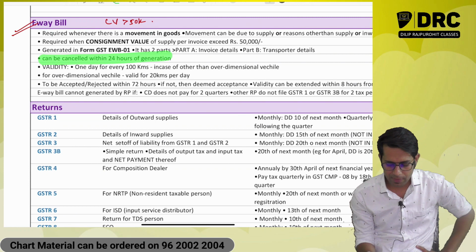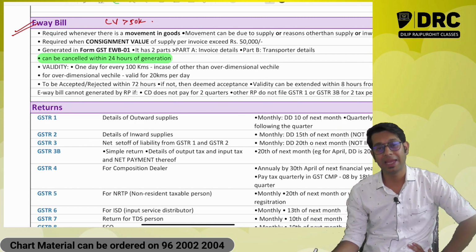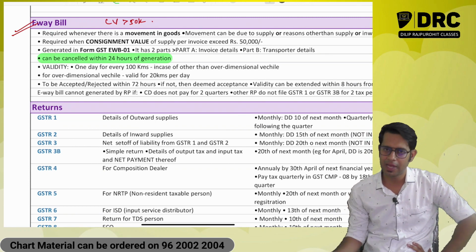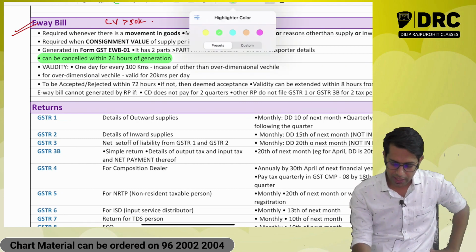Sir, can I cancel the e-way bill? Yes, the e-way bill which is generated by you can be cancelled. It cannot be modified, but it can be cancelled within 24 hours of its generation.